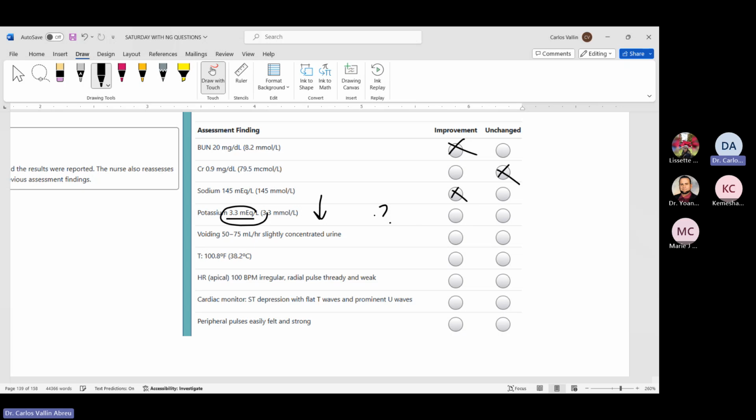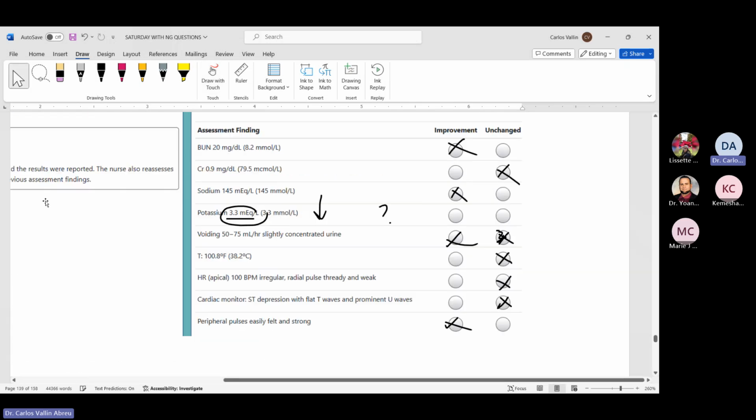So I don't know, it's a mistake of this. Voiding 50 to 75 milliliters per hour, slightly concentrated, improvement. Temperature 100.8, unchanged. Apical pulse 100 irregular, radial pulse thready and weak, unchanged. Cardiac monitor ST depression with flat T wave and prominent U wave, unchanged. Peripheral pulses easily felt and strong, improvement.